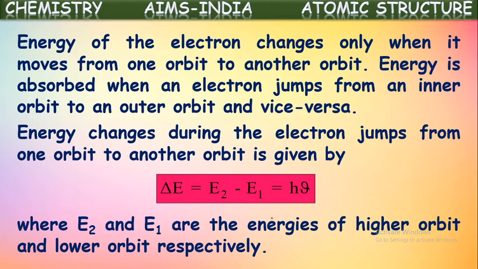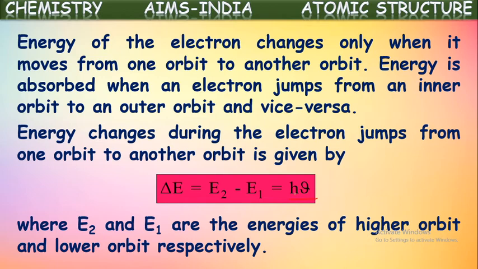So if an electron is jumping from lower orbit E1 to higher orbit E2, then that electron will absorb an energy equal to delta E, which is the difference in the energies of the electron in the two orbits, E2 minus E1, which is also equal to h nu, where h is Planck's constant and nu is the frequency of the radiation either emitted or absorbed. This is according to Planck's quantum theory. That's why it was mentioned at the starting.